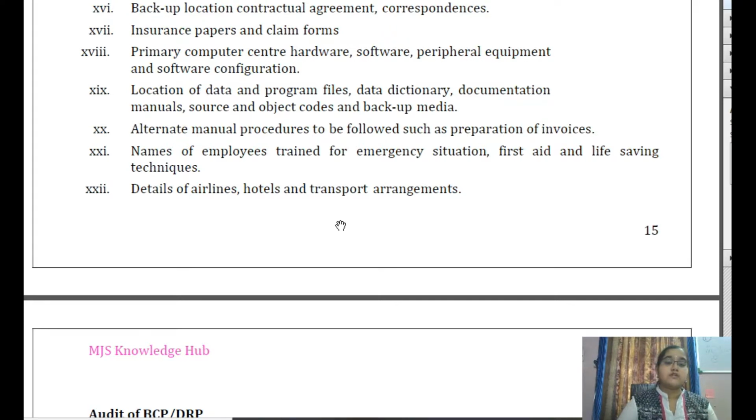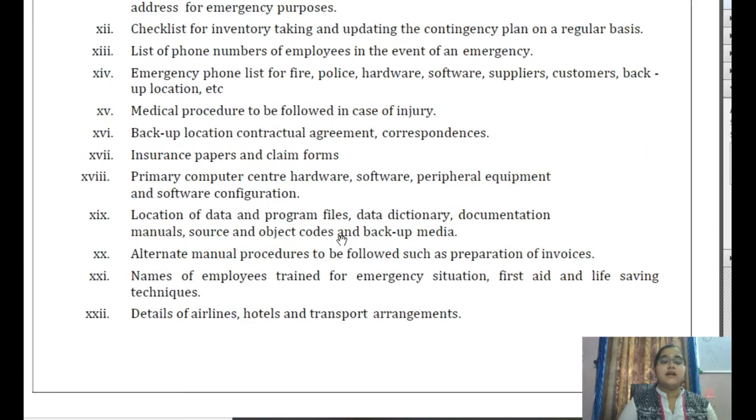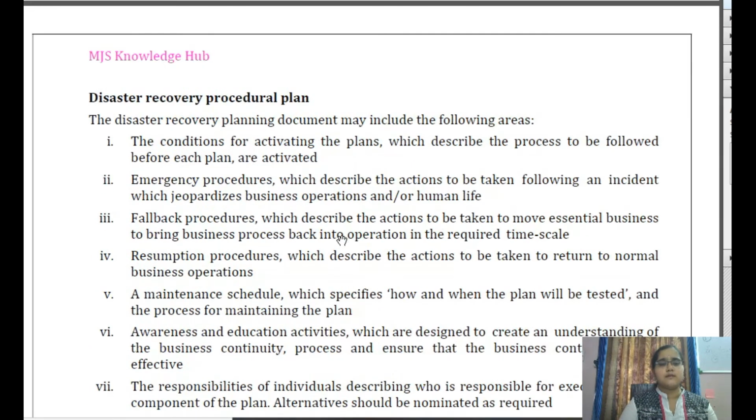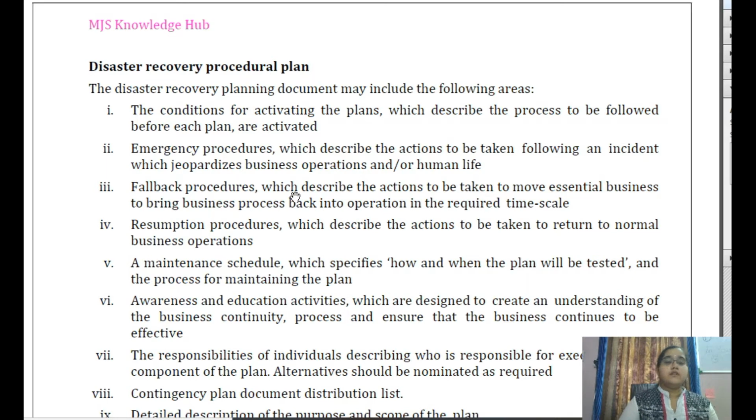Then the names of the employees trained for emergency situations, who are given training on how to deal with such situations, and what first aid and life-saving techniques these people use for people who have been injured. Then details of airlines, hotels and transport arrangements, so that we can shift the people to a safer place when the disaster occurs. So these are the items the disaster recovery procedure plan will contain, and this will be helpful in effective coordination of the plan when the disaster occurs. So here we complete the disaster recovery procedure plan.